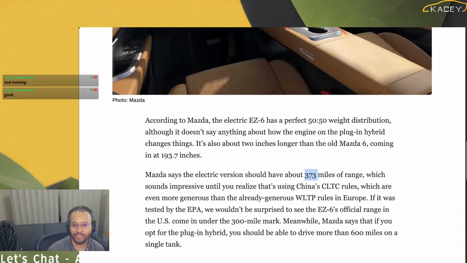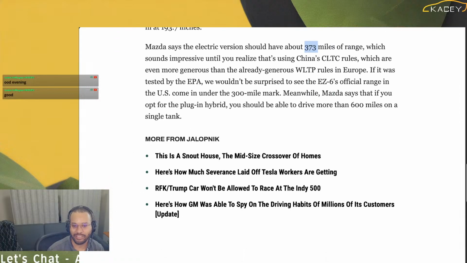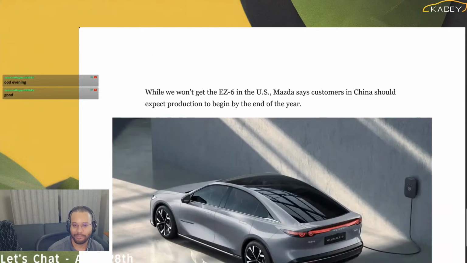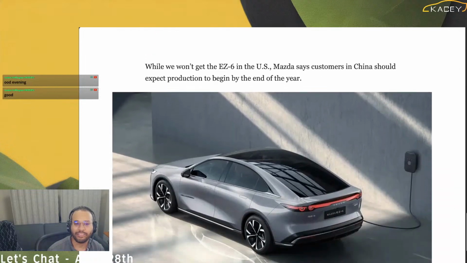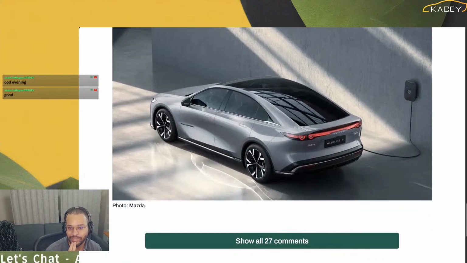The fact that they're starting in China, does that mean it's going to stay in China? The article doesn't touch on that yet. Oh, here we go. Yes, it does. While we won't get to see the EZ6 in the US, Mazda says customers in China should expect production to begin by the end of the year. All right, so why won't we see this in the US? This look, and it's already bigger than the last Mazda 6, so you can't say it's because it's a small car.